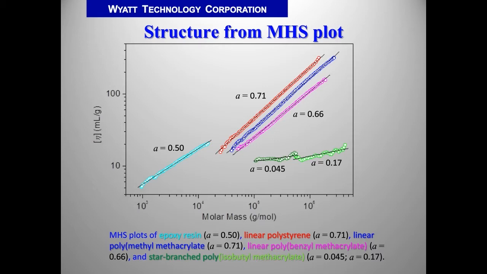But we can also see Mark-Houwink-Sakurada plots slightly curved, even for linear polymers, and I think that the linearity of the plots is good evidence of the performance of the new ViscoStar.